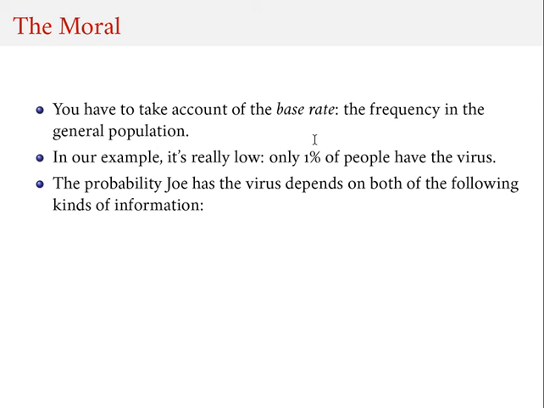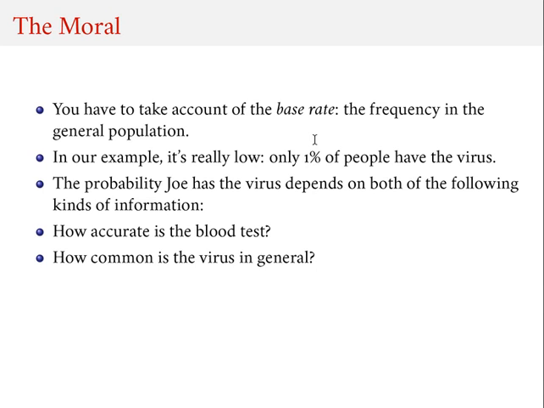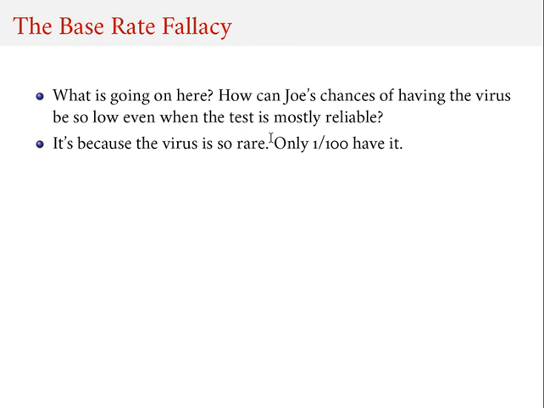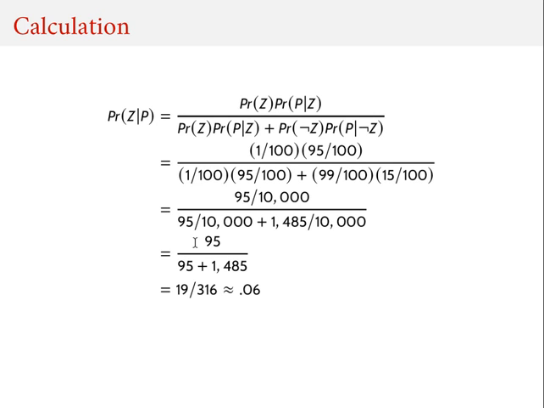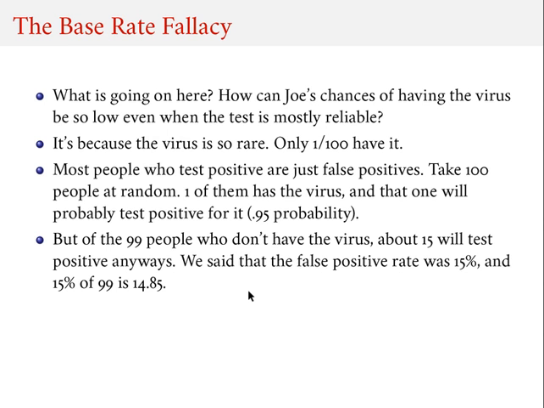And so we have to remember that the probability that Joe has the virus depends on both of the following kinds of information. First, of course, it does matter how accurate the blood test is. But it also matters how common the virus is in general. And we can't simply focus on the first piece of information about accuracy, because then we'd be ignoring the base rate. And ignoring the base rate is precisely the base rate fallacy, which makes us think that in this case, for instance, this probability should be much higher, when in fact it isn't.